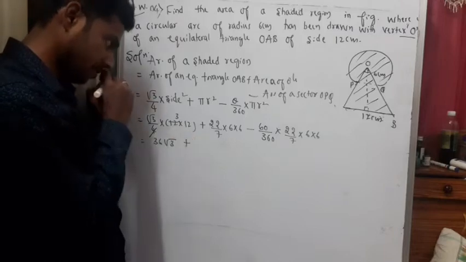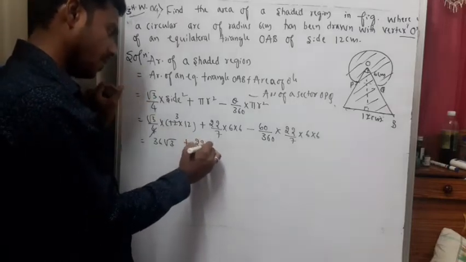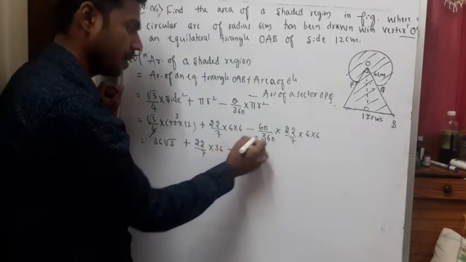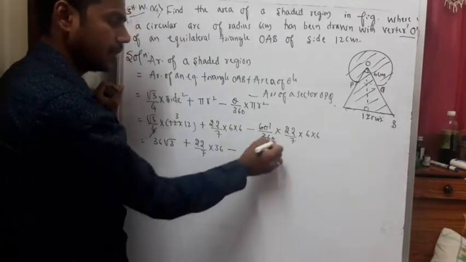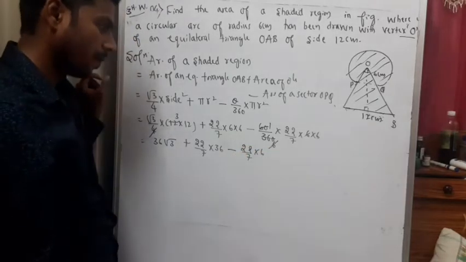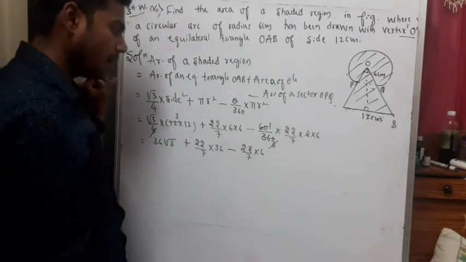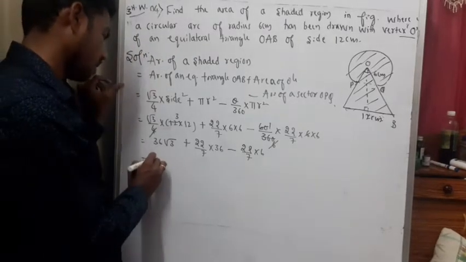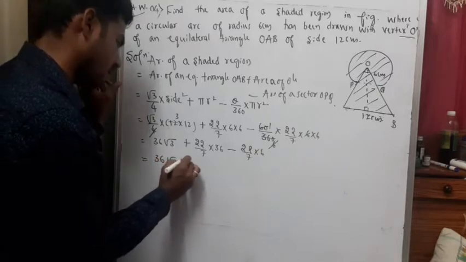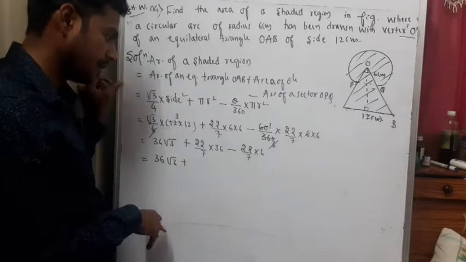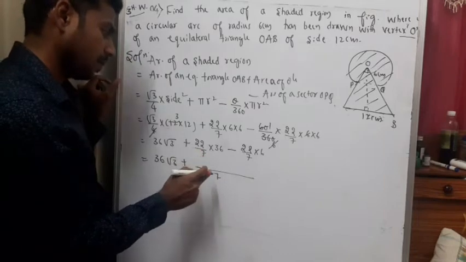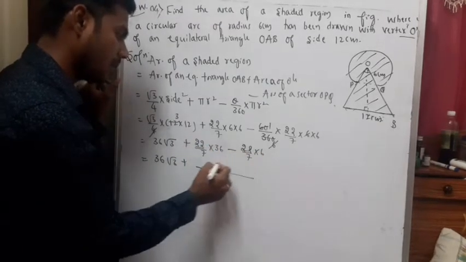36 root 3 plus 22 divided by 7 into 36 plus, not minus. 6 1s are 6, 6 6s are 36. This 6 will get cancelled. 22 divided by 7 into 6. Now what will we get? I will take 36 root 3 plus, I will keep it as it is. 7 will be the LCM. Now 22 will be common.